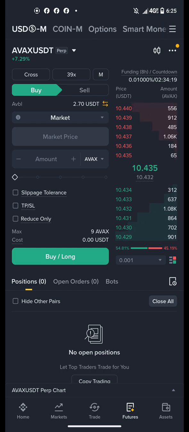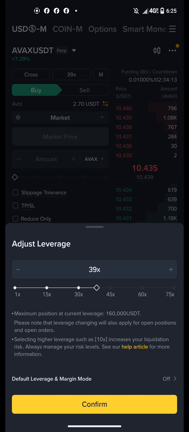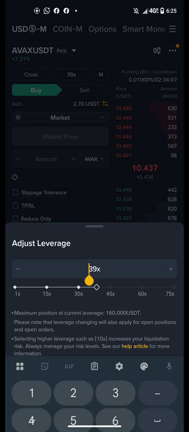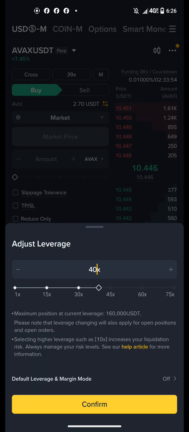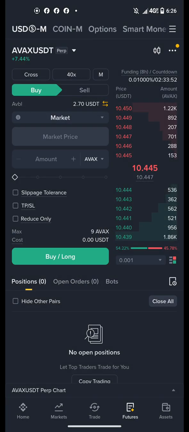Then we have your leverage. It determines how much you can make in a short period of time. You understand? So you can increase it. You can type to increase it. So let's say 40 or 50 or 10. So I'm putting it to 40 here. So let's proceed.